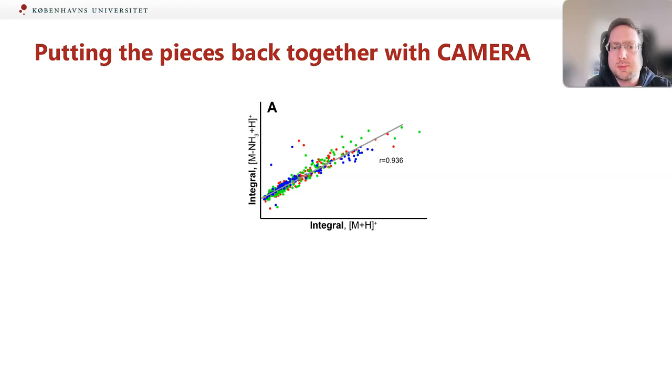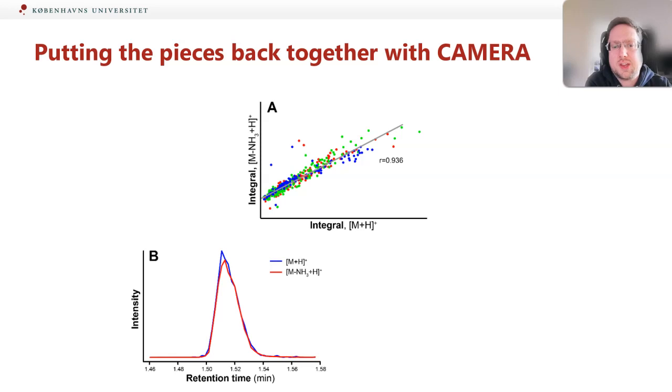Ignore the colors in this plot, but here each dot is a sample, and on the axis you have the intensity of two features that come from the same compound. You can see that they are highly correlated. So we can use this to figure out if any two features could be related.